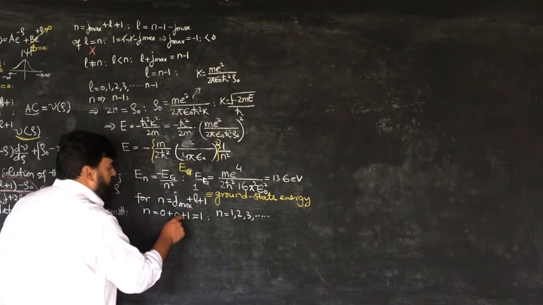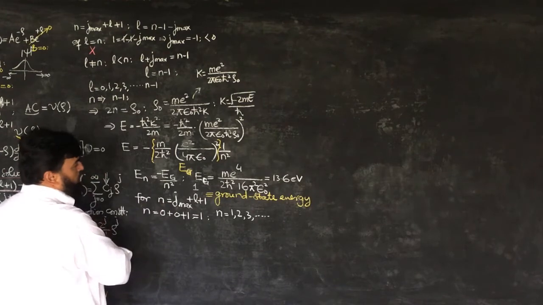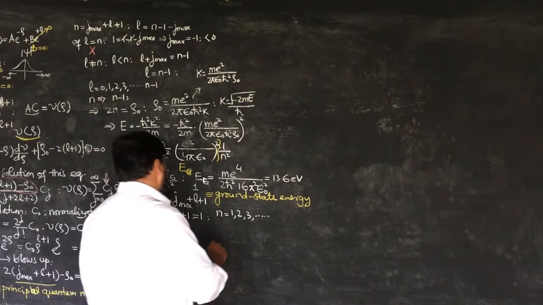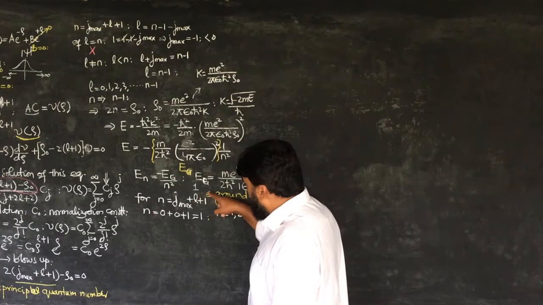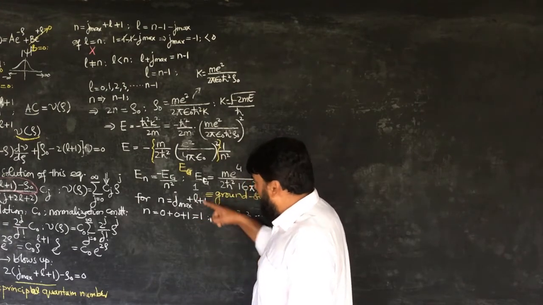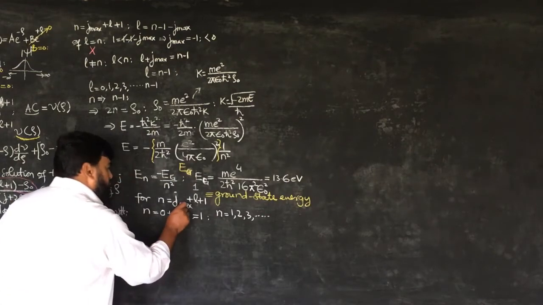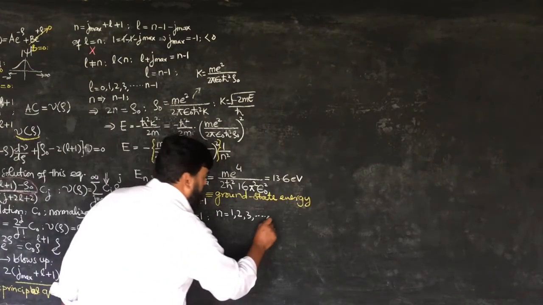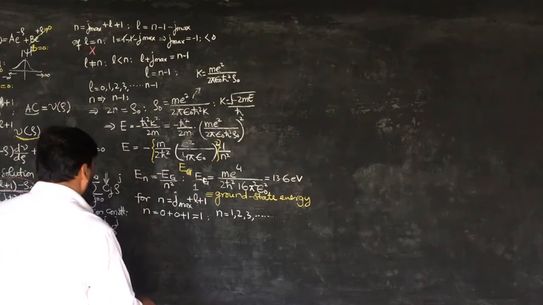Is there any maximum limit on n? No, because there is no maximum limit. There is a maximum limit on L, that it will be n minus 1. So 1 will cancel with 1 and n will cancel with n, but j will start running. So we will have that there is no maximum limit on n.